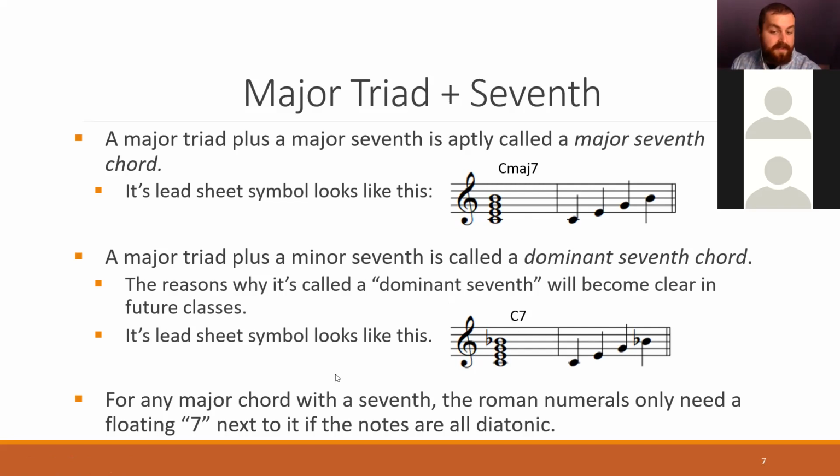For any major chord with a seventh, the Roman numerals only need a floating seven next to it if all notes are diatonic. Now, the good news for seventh chords is that for Roman numerals, if the notes you have are diatonic, you've achieved them by just adding thirds in whatever your key is. All you do is just add a seven to your Roman numeral for the most part. There's a couple exceptions we'll get to, but it's pretty straightforward actually. So C major seven versus C dominant seven. So two of our 6 options here, major triads and 2 different options we get from adding a seventh to it.